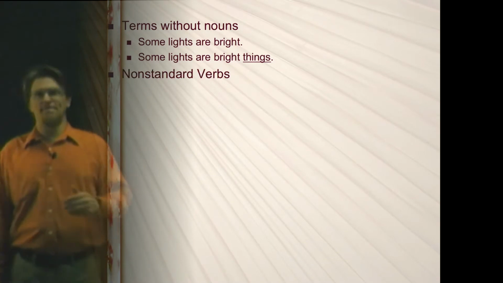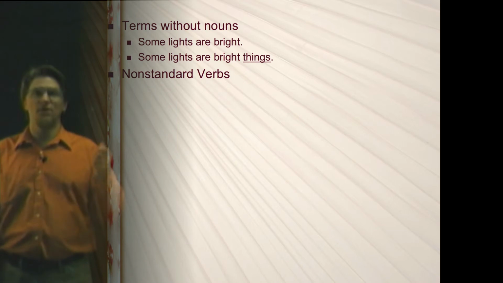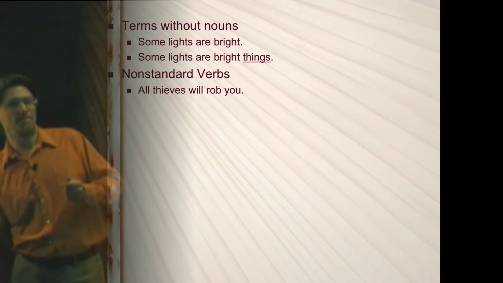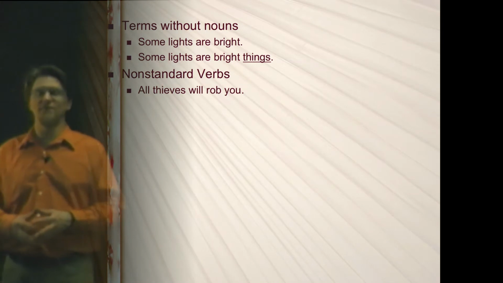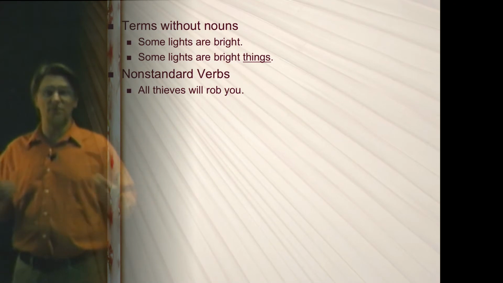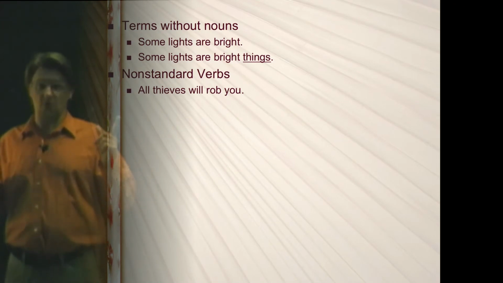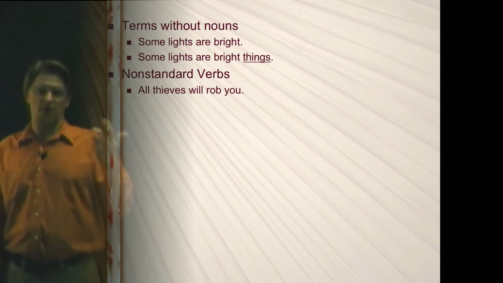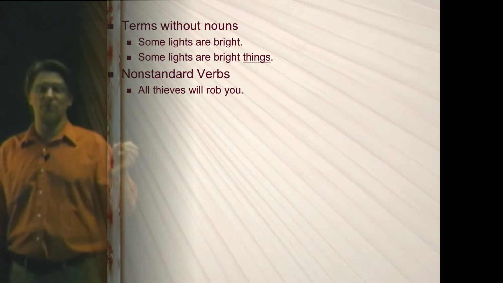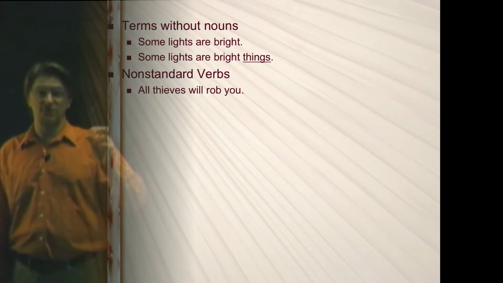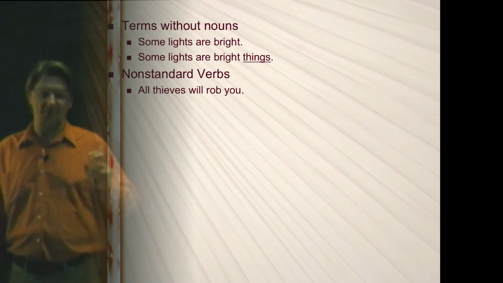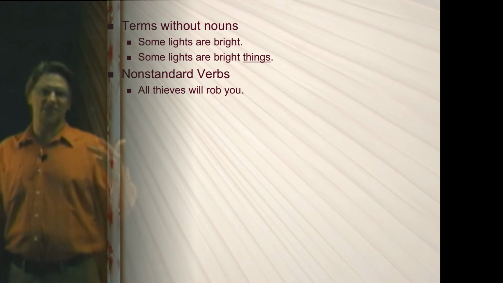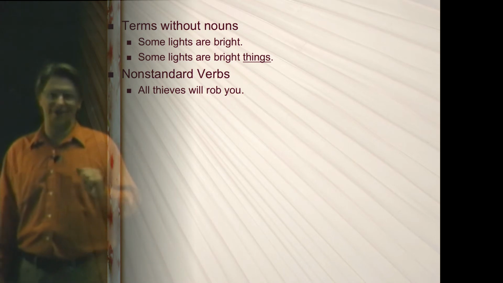Now, we also have an example where we have non-standard verbs involved in a categorical proposition. Take the sentence, all thieves will rob you. That might sound like a typical A statement. It does begin with the word all, but it isn't an A statement for the simple reason that it does not contain the word are. Every single standard form categorical proposition has to have the copula are or are not. So when we see that a sentence is missing the word are, we'll have to shoehorn it in there, so to speak.